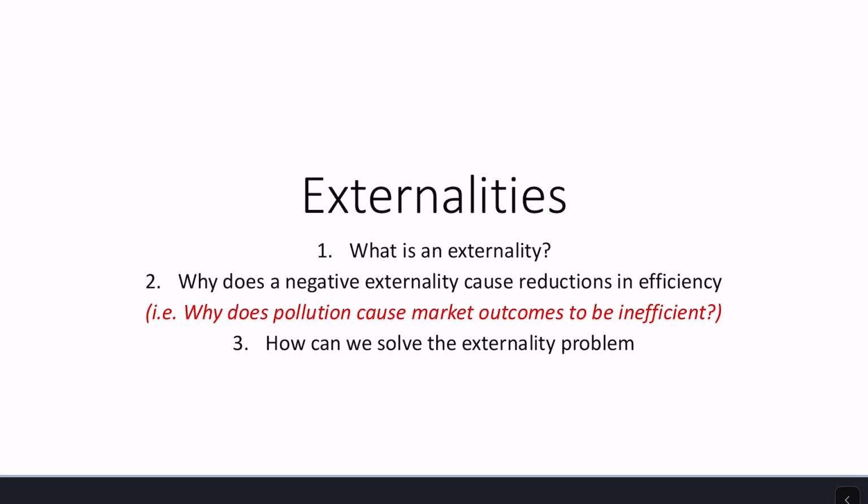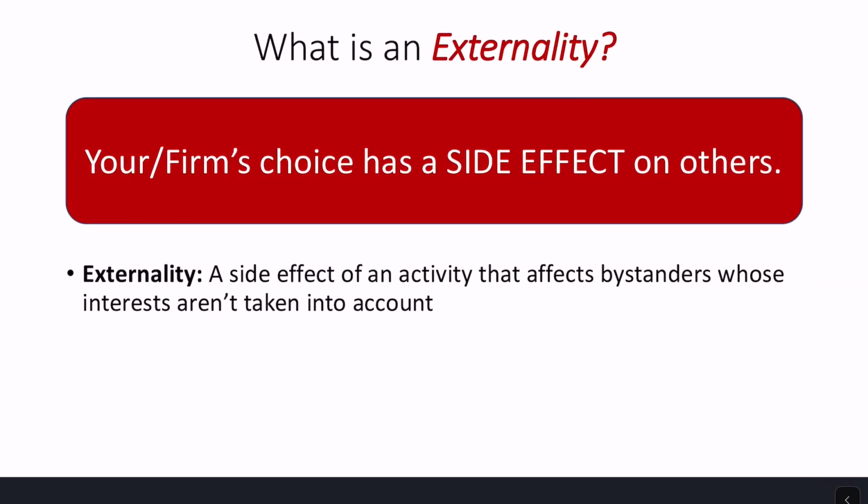This module is all about externalities. In it, we'll cover what an externality is, and why a negative externality causes reductions in efficiency. An example here would be: why does pollution cause market outcomes to be inefficient? And then how can we solve that externality problem? We'll start off with defining externalities.